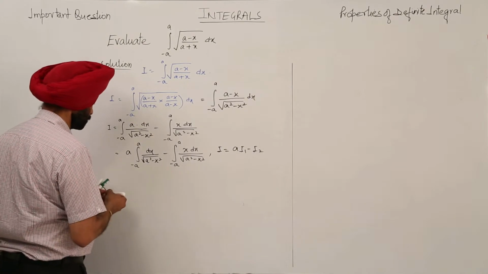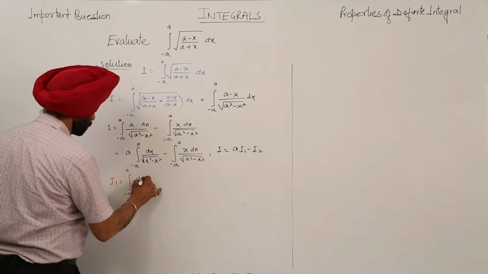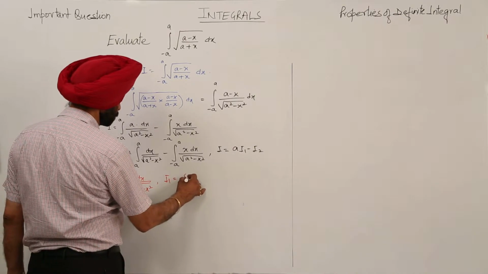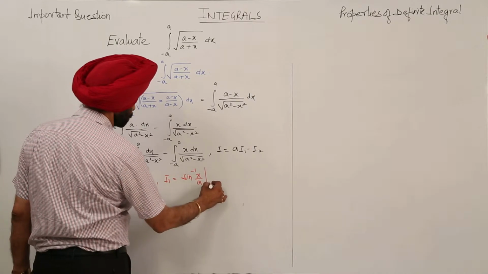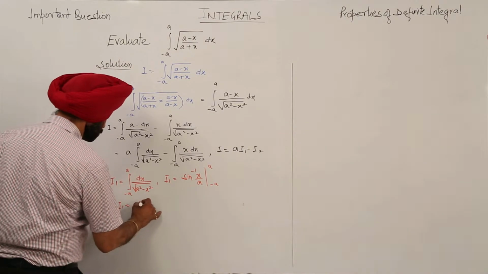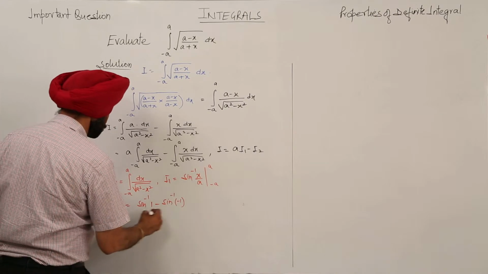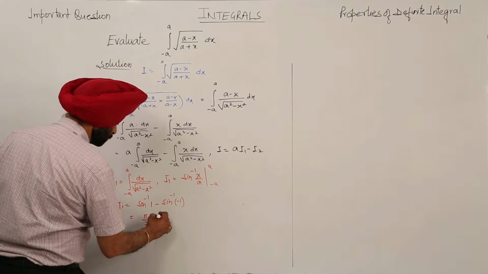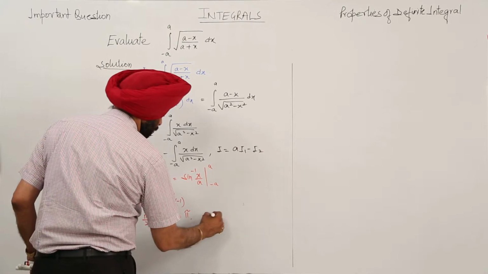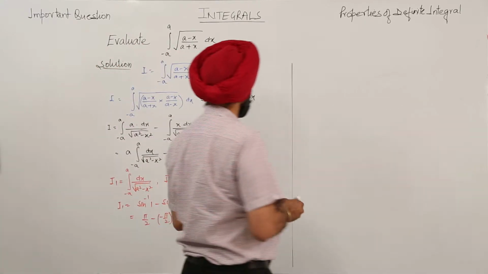Now I1 is equal to the integral from minus a to a of dx upon the square root of (a square minus x square). I1 is equal to sin inverse (x upon a) with the limits minus a to a. Now I1 becomes sin inverse 1 minus sin inverse minus 1. This is equal to pi by 2 minus (minus pi by 2), and this is equal to pi. So I1 is equal to pi.